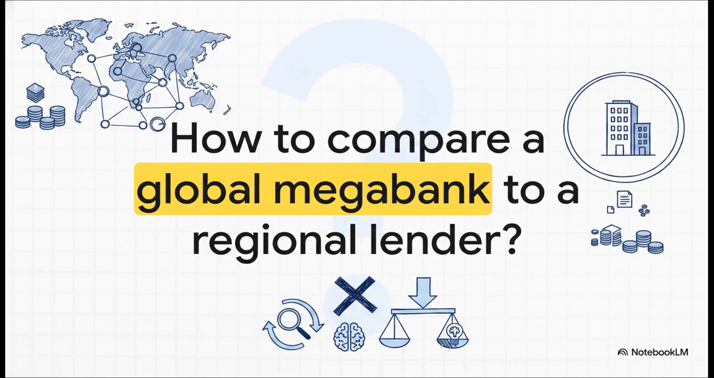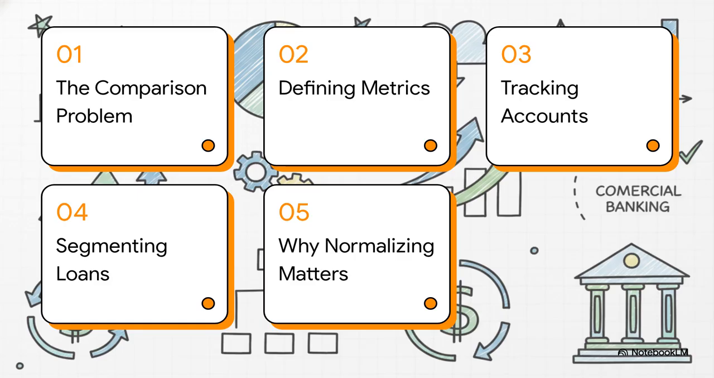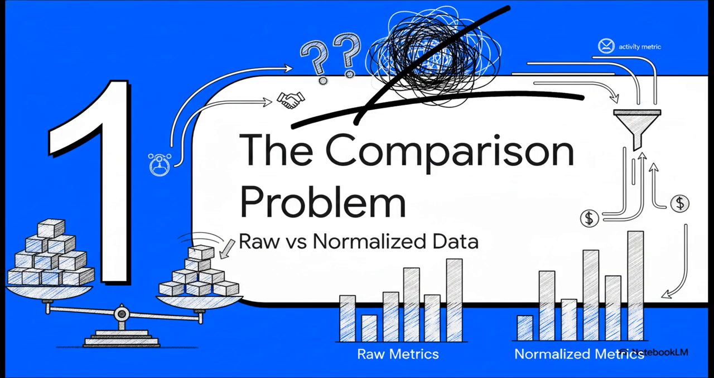Look, relying on raw sustainability data without adjusting for those massive size differences is a huge trap. It literally leads to flawed analysis every single time. So here's how we're going to break this all down today. 1, the data comparison problem. 2, defining activity metrics. 3, tracking, checking, and savings. 4, segmenting the loan portfolio. And finally, 5, why normalizing this data actually matters. Let's jump right into section 1, the data comparison problem.